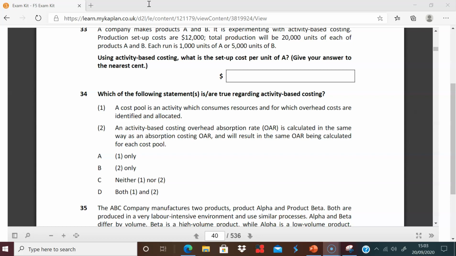So I put here: a cost pool is an activity or activities which consume resource and for which overhead costs are identified and allocated. So it could be more than just one activity. So this is correct. An activity-based overhead costing absorption rate is calculated in the same way as the OAR. That is correct. And will result in the same OAR being calculated for each cost pool. Now that's the false part, because each cost pool will have a different cost driver, and therefore you will have a different OAR for each cost pool. So in effect, this is wrong. So really it's just one that's correct. So 34 is A.